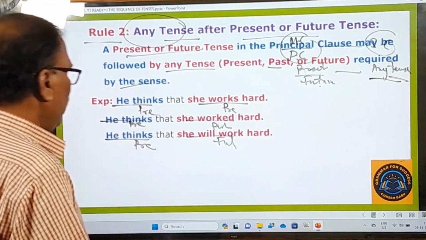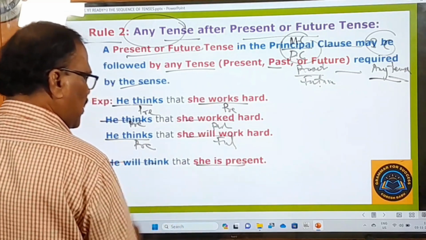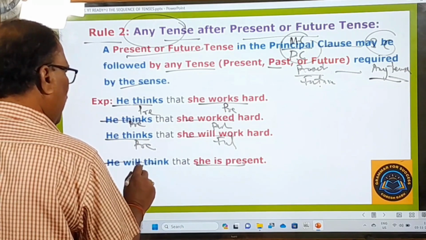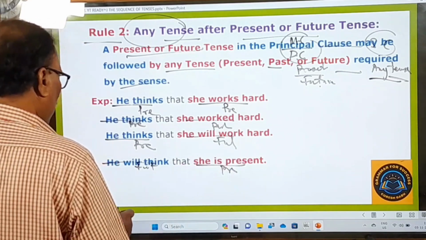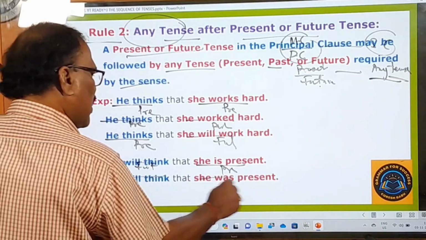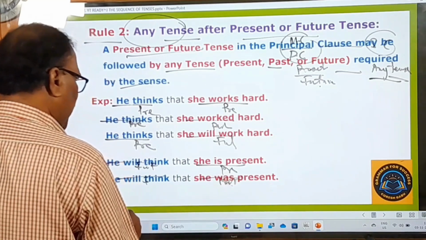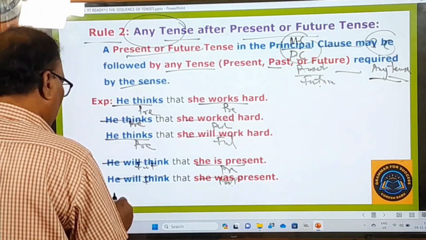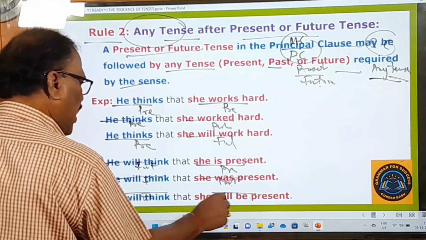And here with future tense also, he will think that she is present. So will think is future. Okay, future. This is present. And here he will think she was present, future and past. Future, past. And here he will think she will be present. This is future and future.